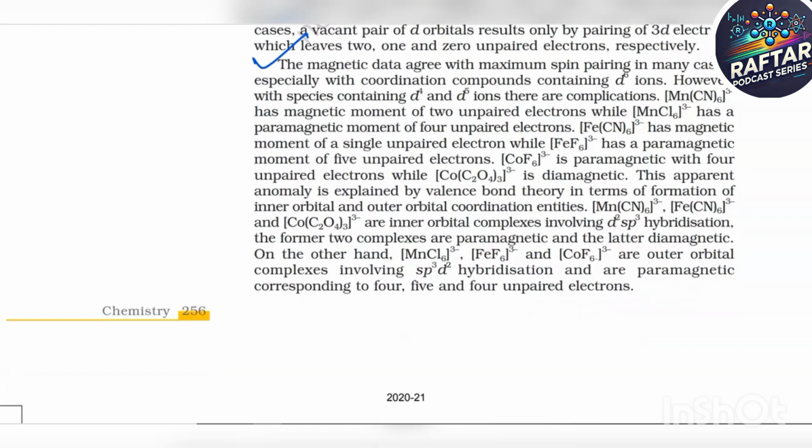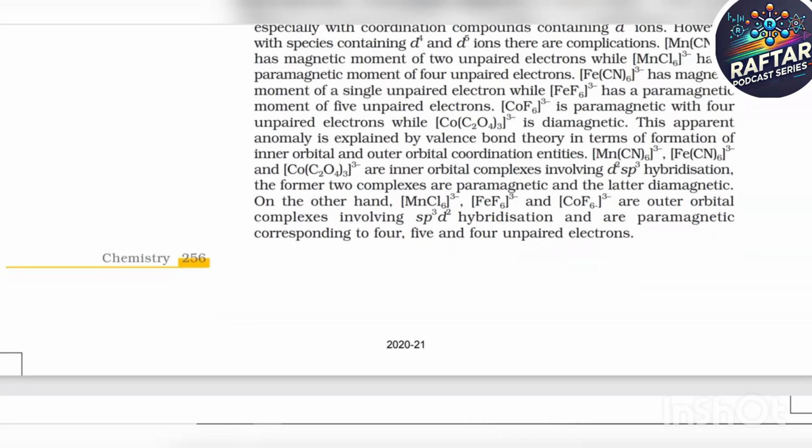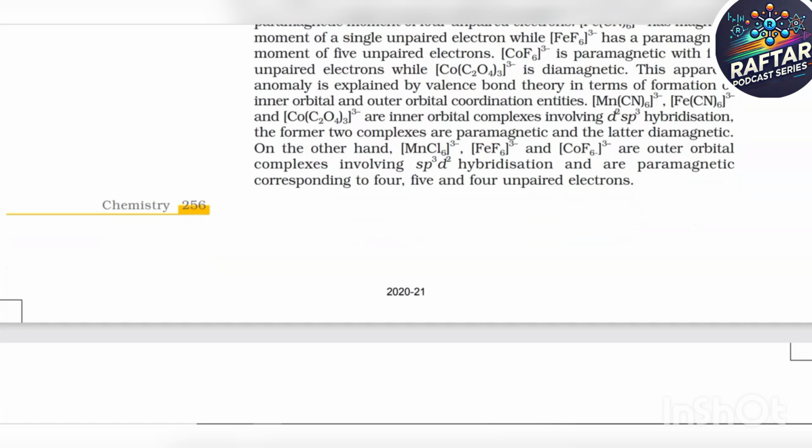This apparent anomaly is explained by valence bond theory in terms of the formation of inner orbital and outer orbital coordination entities. [Mn(CN)6]3-, [Fe(CN)6]3- and [Co(C2O4)3]3- are inner orbital complexes involving d2sp3 hybridization. The former two complexes are paramagnetic and the latter diamagnetic. On the other hand, [MnCl6]3-, [FeF6]3- and [CoF6]3- are outer orbital complexes involving sp3d2 hybridization. They are paramagnetic, corresponding to 4, 5 and 4 unpaired electrons.